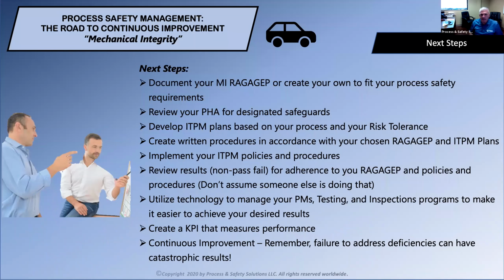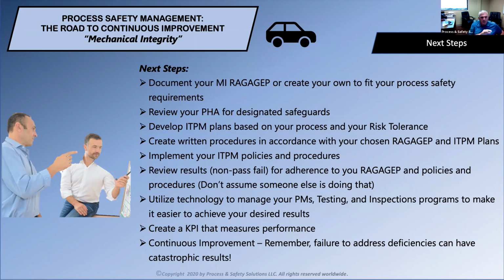So what are some of the next steps? First, document your MI RAGAGEP and create your own to fit your process safety requirements. Review your PHA for designated safeguards. Develop ITPM plans based on your process and your risk tolerance. Create written procedures in accordance with your chosen RAGAGEP and ITPM plans. And of course, implement your ITPM policies and procedures.